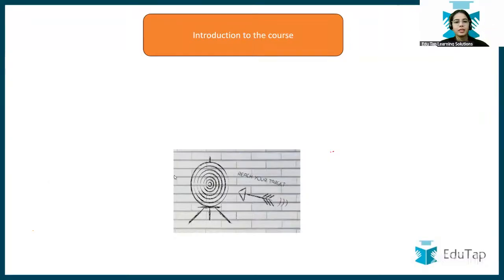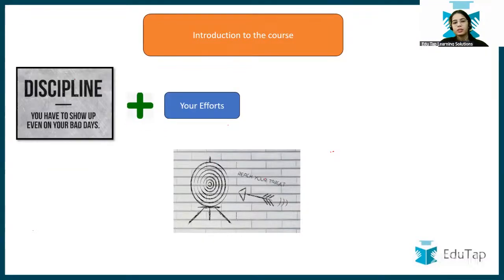Okay. Nice. So what we require is discipline. You have to show up even on your bad days. There are going to be classes for your ESI, for your finance, for your management. So you have to show up even on your bad days, because discipline is what is required in these 40 to 45 days before the phase 2.